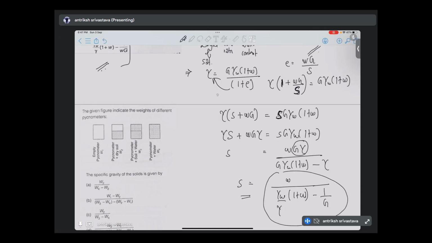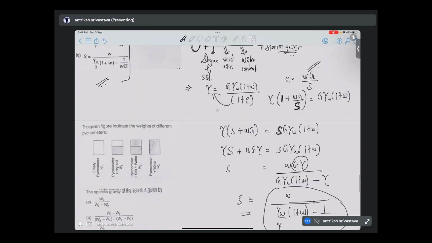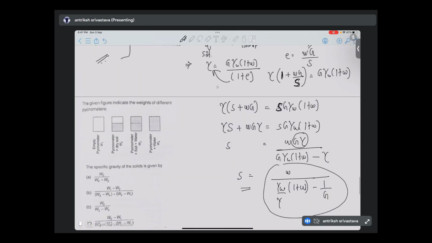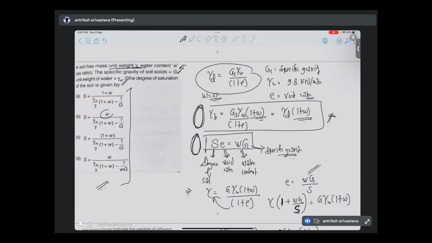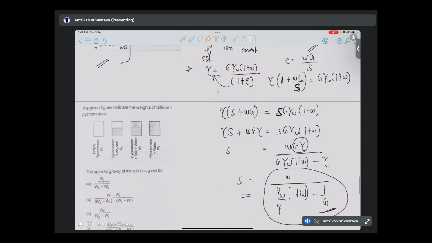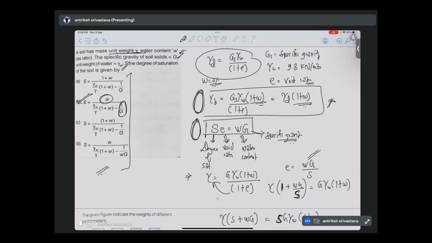And let's see, do we have this in our options? So we have W on the top and 1 by G in the second portion of the denominator. So do we have W on the top and 1 by G in the second portion of our denominator? So B is correct. So does everyone understand how we got this? So you don't need to memorize these things. You can actually derive these things if you know just these minimum 3 number of formulas.